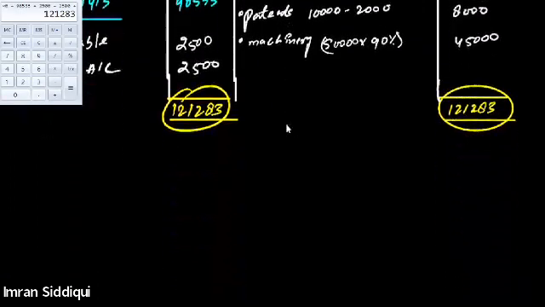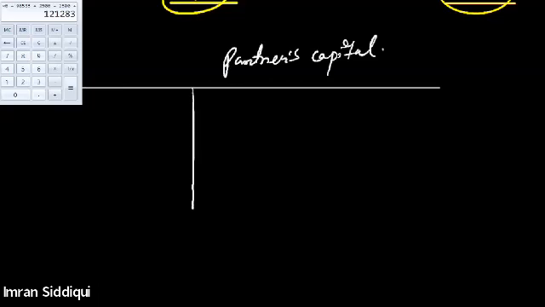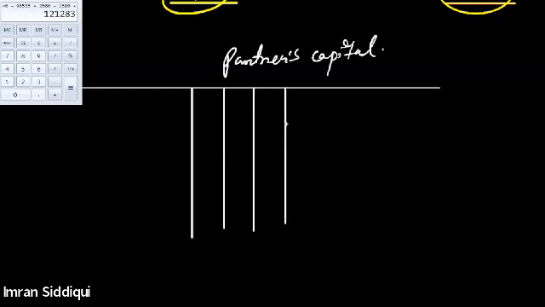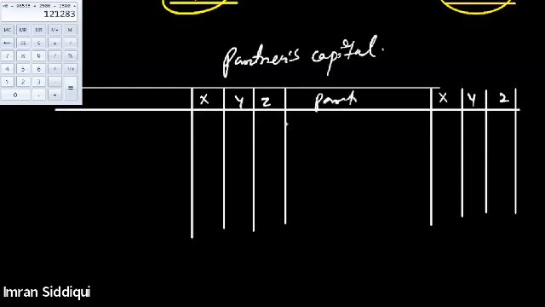See, when you prepare the partner's capital account, let's suppose if there are three partners, X, Y, and Z. This is how we prepare the partner's capital account, right? This is particulars.